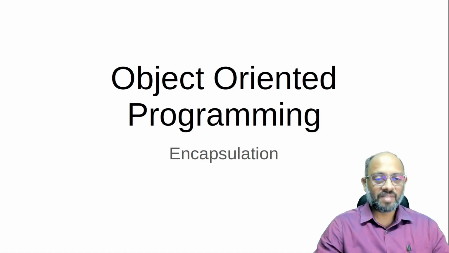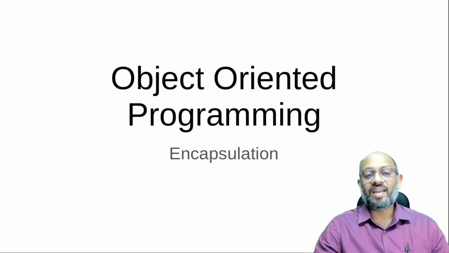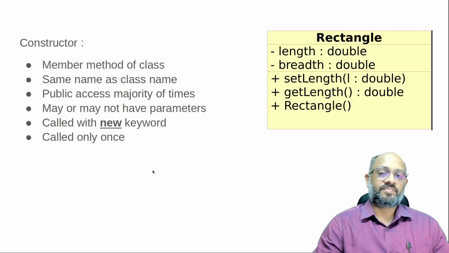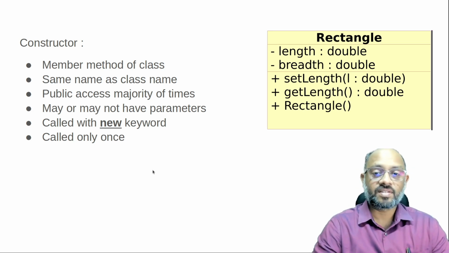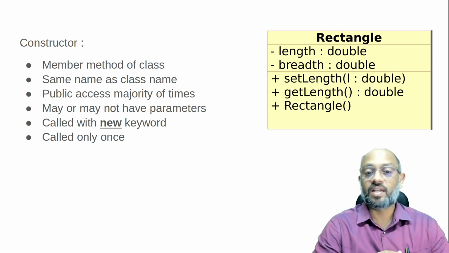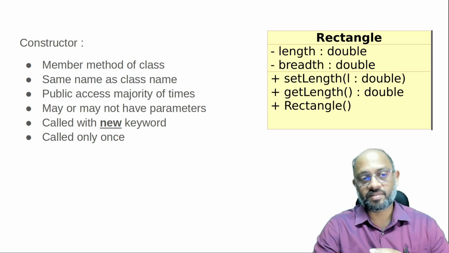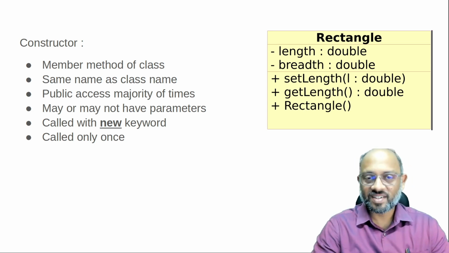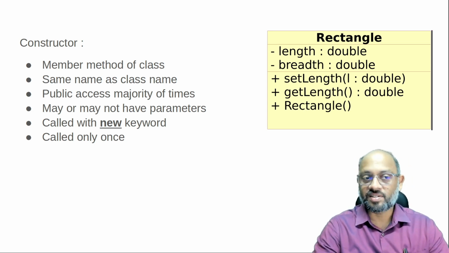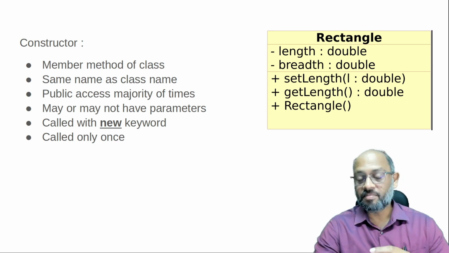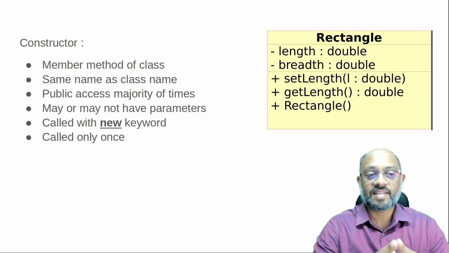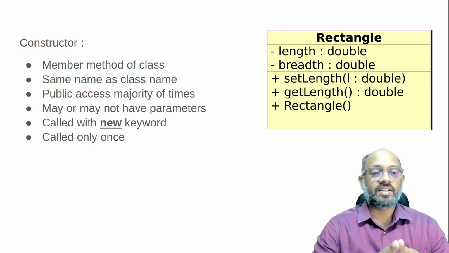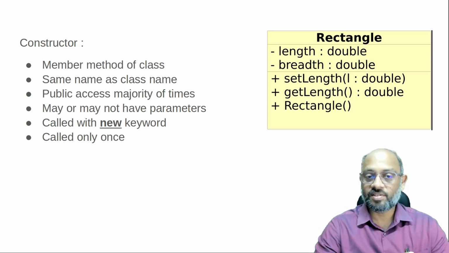Hello folks, welcome back to Java Object Oriented Programming, and we are continuing our discussion with encapsulation. Constructor. A constructor is also one of the member methods of the class, just like we saw setLength, getLength, etc. The major difference between a constructor and other member methods of the class is that member methods can have any name, whereas the constructor can have only exactly the same name as the class name.